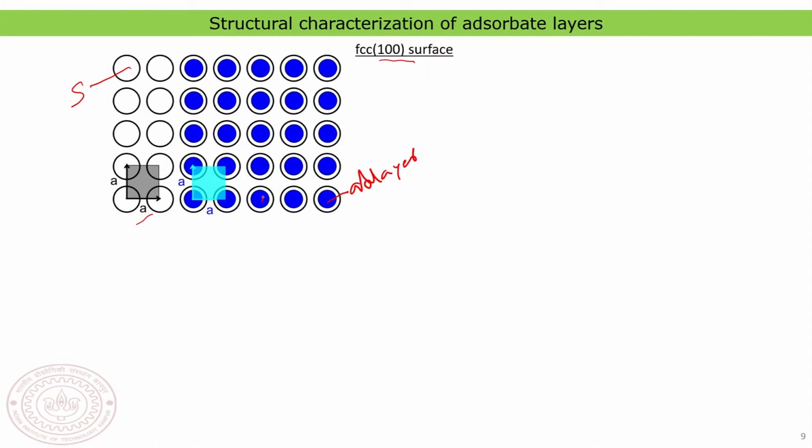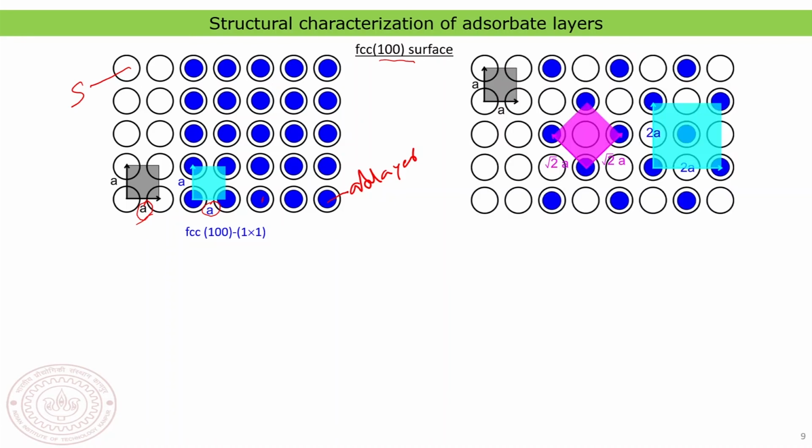So that means it is a one-to-one adsorption, meaning that the lattice parameter of the surface and that of the adlayer are matching. So you can call this a 1-by-1 adlayer. The 1 by 1 represents that along both crystallographic directions you would find the adatoms at the unit of 1, meaning that every atom is decorated by an adlayer atom.